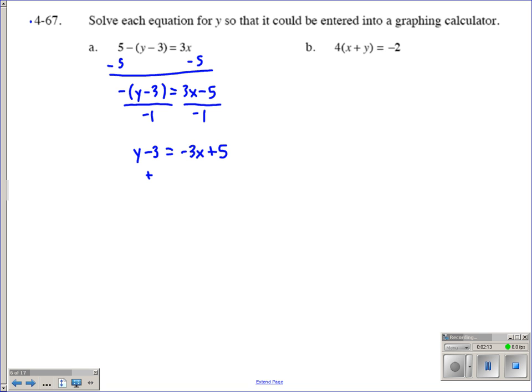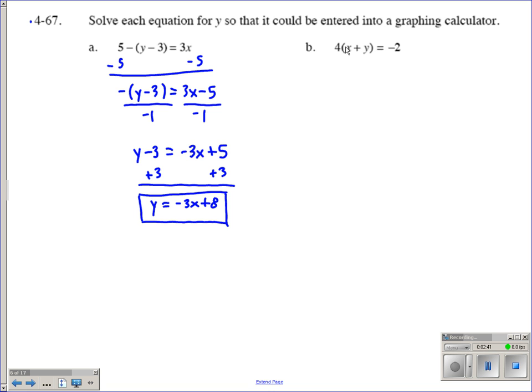Last step to get y by itself, let's just add the 3 over here. And we end up with y is equal to negative 3x plus 8. That would be your solution there. We have this equation now written in terms of y. y has been solved here. So let's go to B.